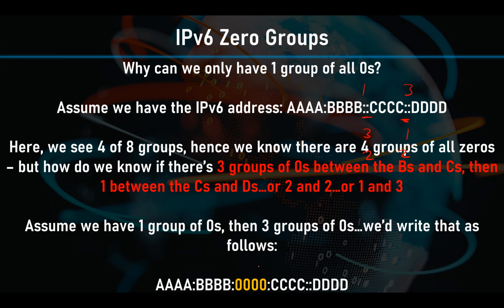So probably what we can do is, for example, if we have 1 group of zeros or 3 groups of zeros, we can keep the smaller one, and then the bigger one, the one with more zeros, we can eliminate, just to save more space.